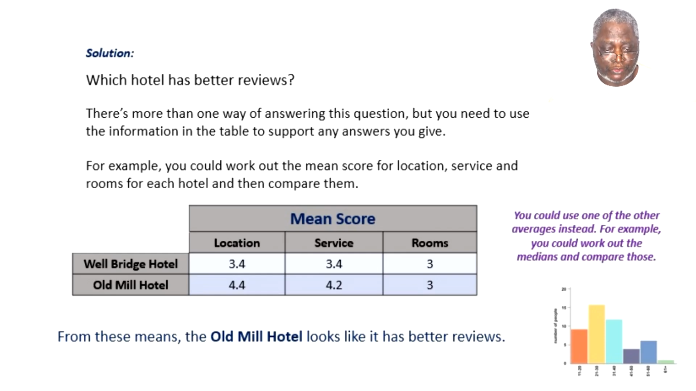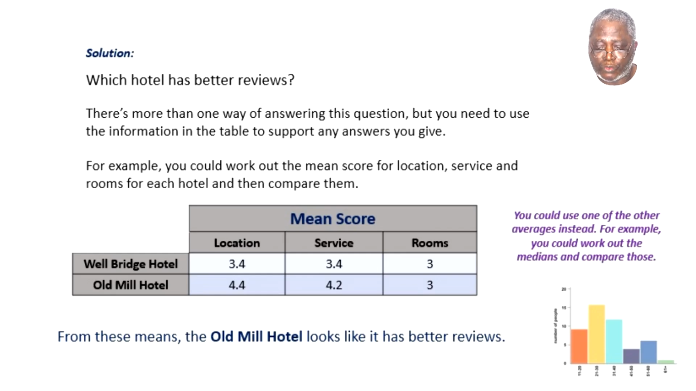As you see there, you see location, you see service, you see rooms. Wellbridge, 3.4 for location, Old Mill, 4.4. Service, 3.4 for Wellbridge and Old Mill, 4.2. And then rooms, both hotels score 3. From these means, the Old Mill Hotel looks like it has the better review.